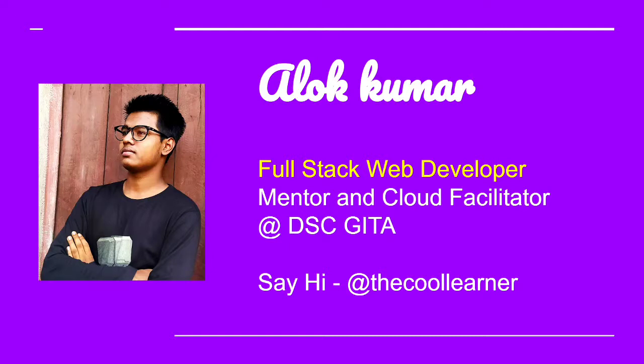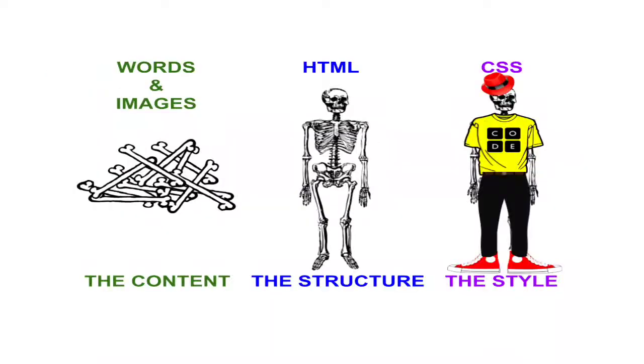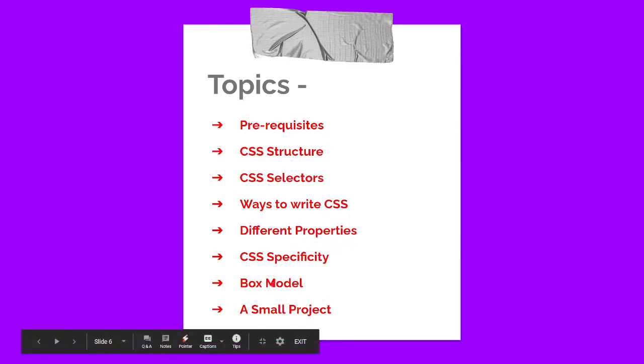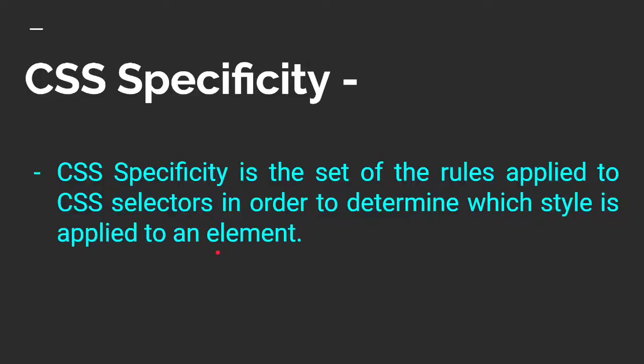Welcome to part 2 of this CSS tutorial. In the last class, we saw the definition of what is CSS. We took the help of a picture to understand it better. Then the topics that we covered in the last class were prerequisites, CSS structure, CSS selectors, different ways to write CSS, and some of the properties. And in this video, we'll talk about what is CSS specificity, the box model, and at last a small project for you to earn certificates. So in today's class, firstly we'll talk about what is CSS specificity.